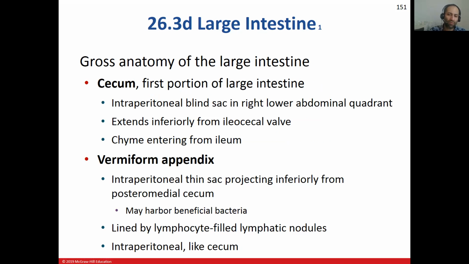So what are some of the important structures found here? The cecum, which is the first portion of the large intestine, as you can see here, and the vermiform appendix. And most people are aware of this region very well because the appendix can often get inflamed, causing appendicitis, which needs to be surgically removed in most cases, all right?